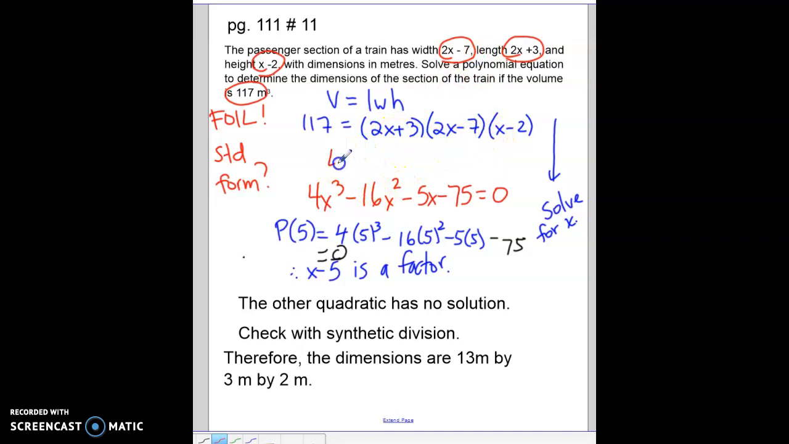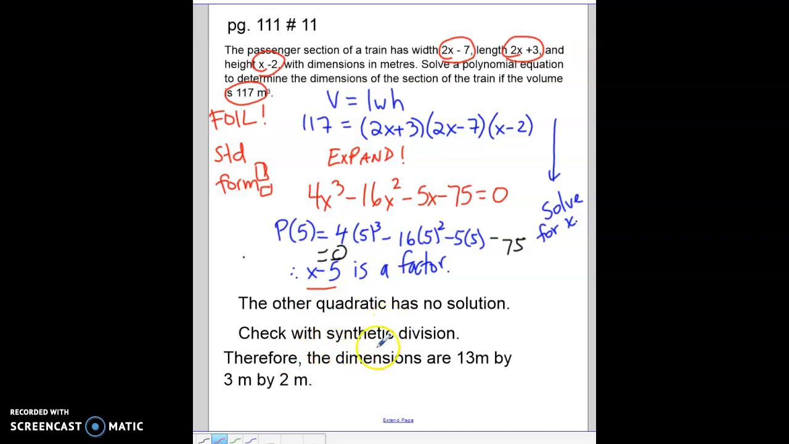And then expand. And when I say expand, it means FOIL, distributive property, until you can get standard form. Standard form is a must have in order to factor the expression. So you have to have 4x cubed minus 16x squared minus 5x minus 75 equal to 0. Once you have it in standard form, then you go through the process of factoring this cubic function. And that starts with your remainder theorem using 5 to get you your first 0, stating that x minus 5 is one of the factors.